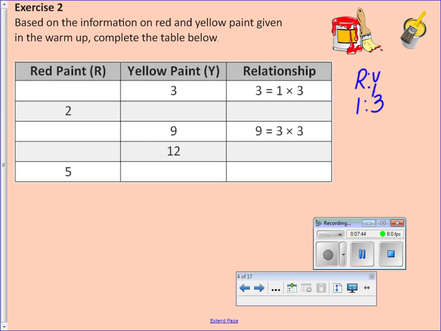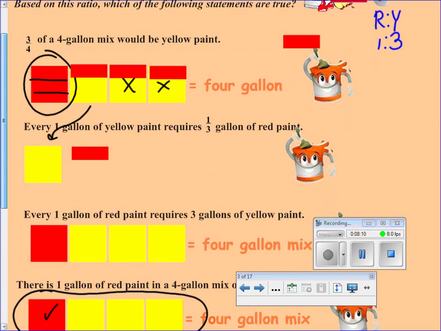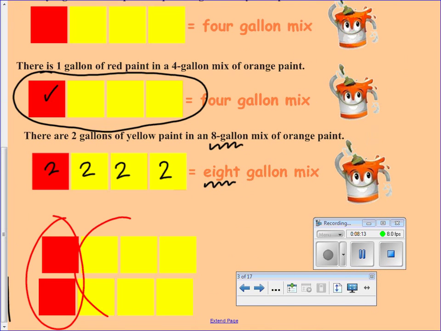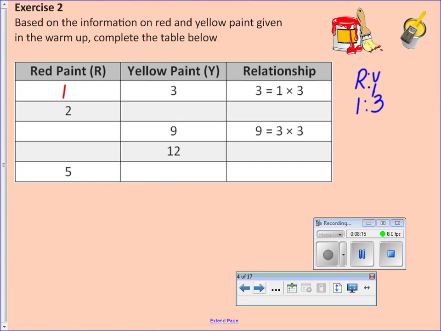Scale up, scale down. Think of the value. Think of the ratio. Think of the tape diagrams that we used, the paint chips. Yep. So for every 1 gallon of red, we had 3 gallons of yellow. The last question, if I had 2 gallons of red, down here, how many yellows did I have? 6.